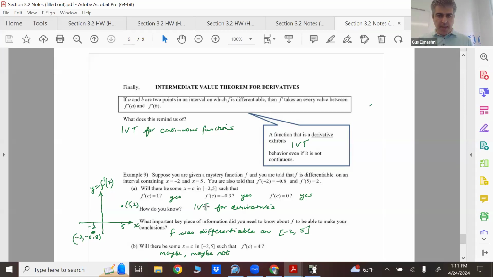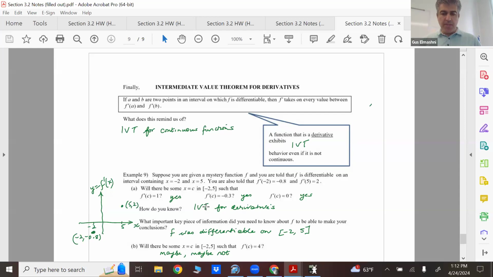So let's take a look at example 9. Suppose you're given a mystery function f and you're told that f is differentiable on an interval containing -2 and 5. You're also told f prime -2 is -0.8 and f prime 5 is 2. So can the derivative equal, say, 1 when x is between -2 and 5? Yes, 100%, right? Can it equal -0.3? Yes. Can it equal 0? Yes. So how do you know? IVT for derivatives. One important key piece of information you need to know about this, that f was differentiable in that interval. If it's differentiable, of course, it's continuous as well, right? We know this.